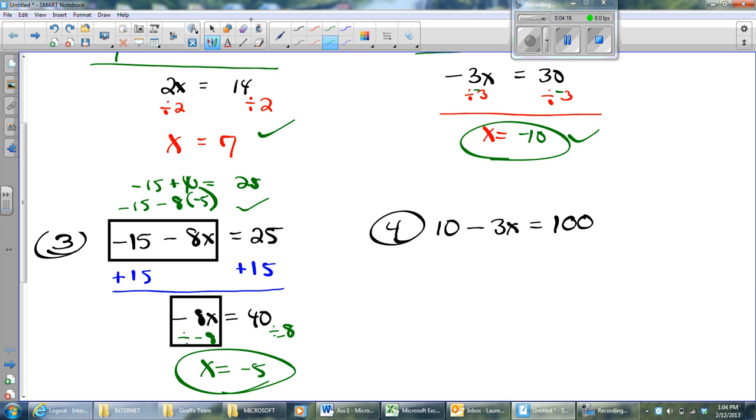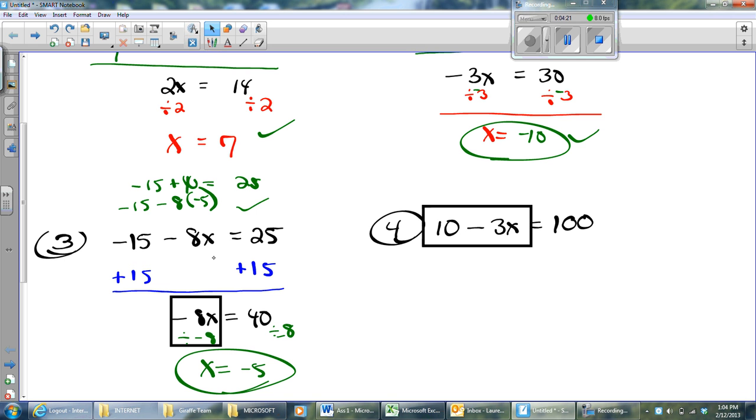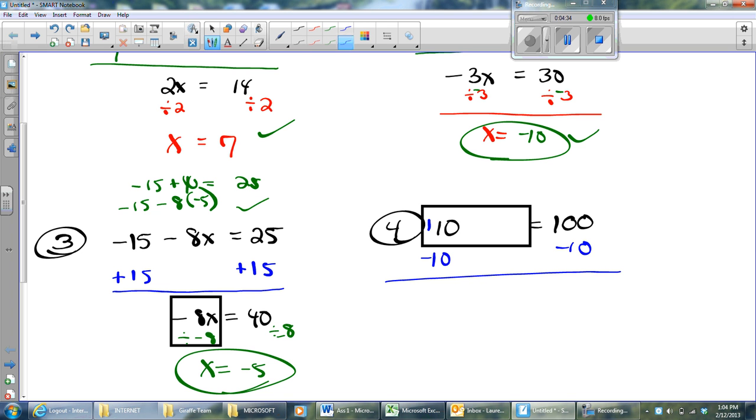All right, one last example for you. Now, I box it. I cover up the variable with its sign. I see a positive 10, and so therefore I subtract 10. If you need to, you can certainly put a plus there, okay? When I do that, the 10s will cancel, leaving me with a negative 3x equal to 90.